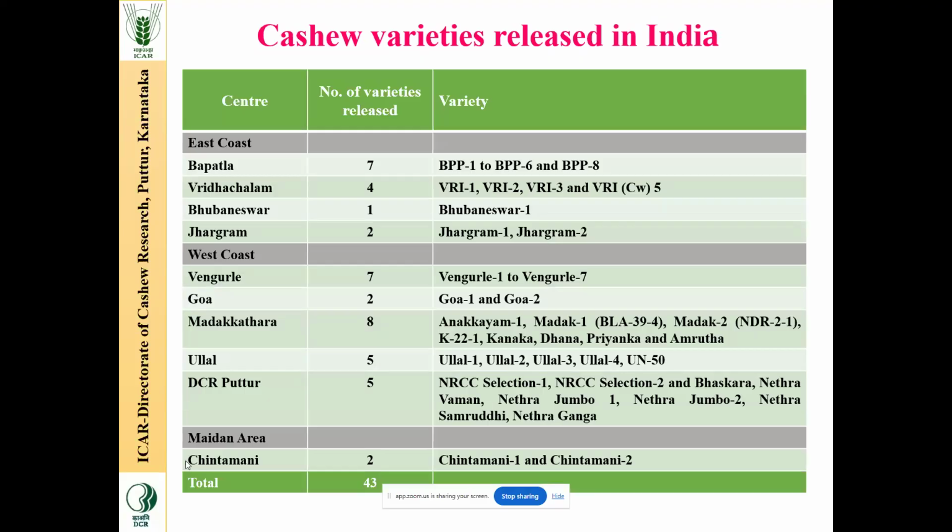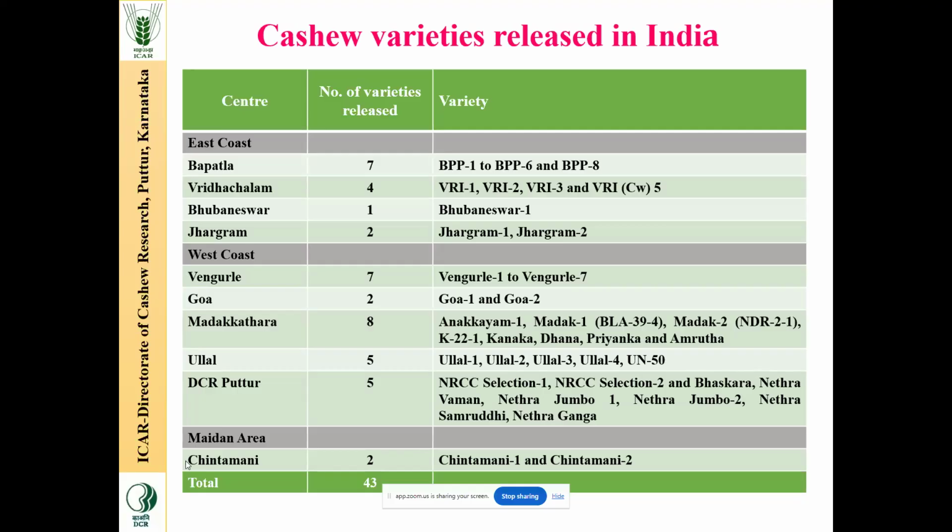And coming to the varieties which are already released in India, how many varieties are available in India? It is state specific also. Here we can see in the East Coast, the main centers are Bapatla, Vridhachalam, Bhubaneswar, and Jhargram. Bapatla has released a total of 7 varieties, Vridhachalam 4, Bhubaneswar 1 and Jhargram 2. In Bapatla, we can see the Bapatla series BPP 1 to 6 and BPP 8. And at the Vridhachalam center, the VRI 1, 2, 3, and 5 series are there. And Bhubaneswar 1, Jhargram 1 and 2.